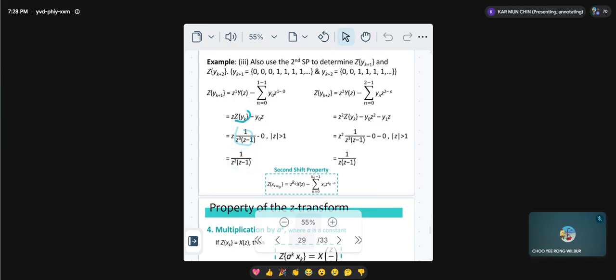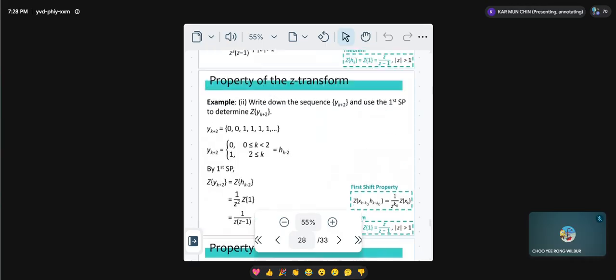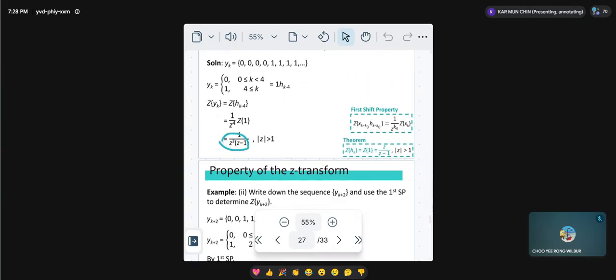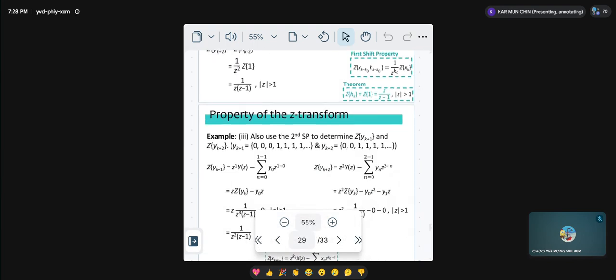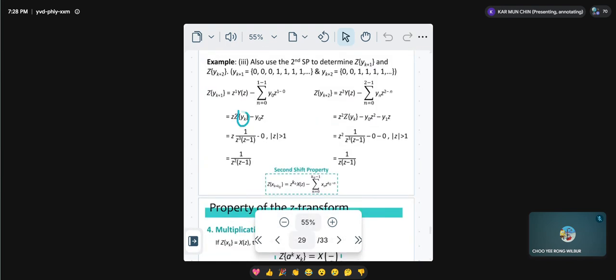So how do you get this term? This term is from the first question, question 1 here. You get it here, based on this question, it's still in the same question. So you have the Z transform of Y K. If the question doesn't give you this, then you must find it back. Do your Z transform of this Y K.